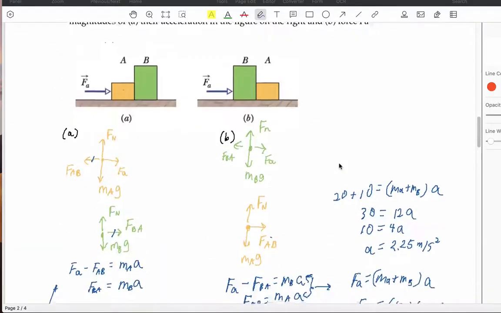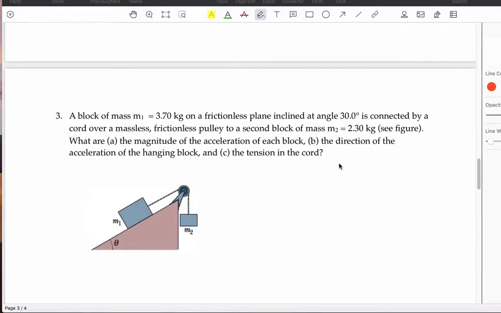Hey everybody, it's time to do problem number 3 on the homework, and it's an inclined plane. Here we go. So first we're going to begin by doing free body diagrams for each mass. So we have mass 1. We're going to draw an arrow that represents the tension. Then we're going to have the weight of mass 1 pulling down. And we have a normal force on mass 1.